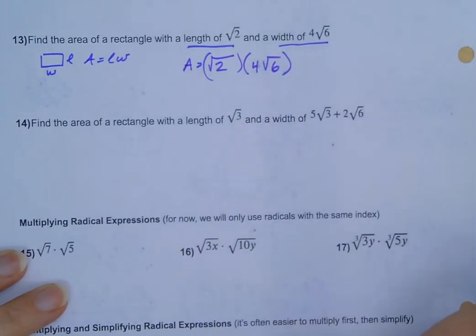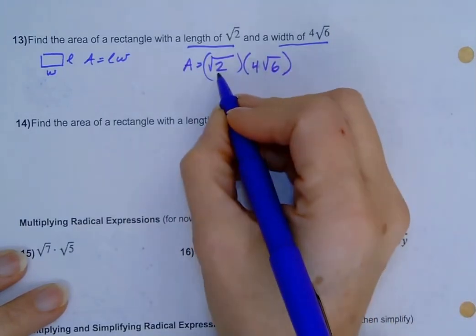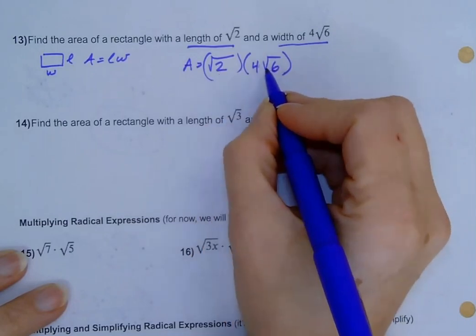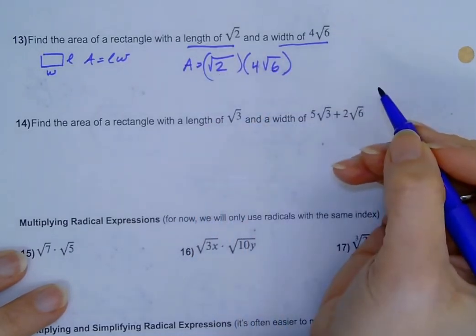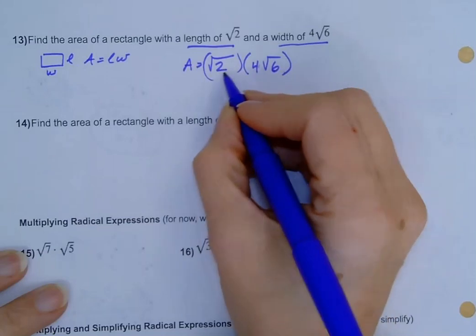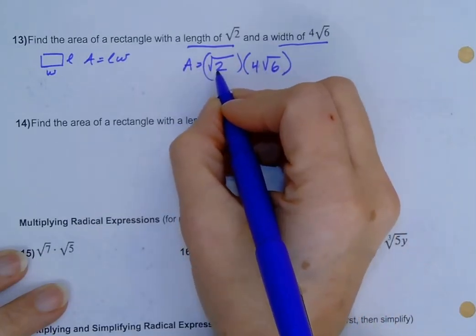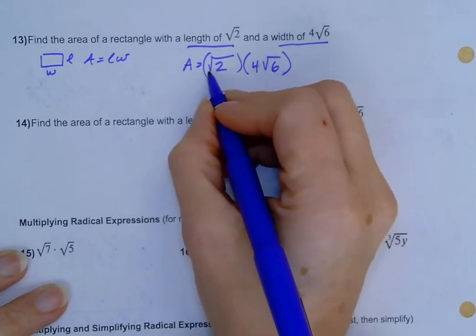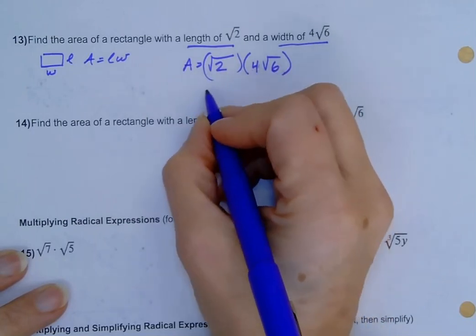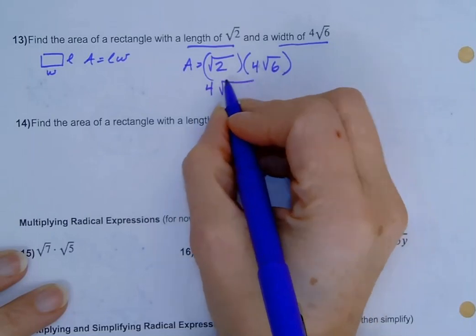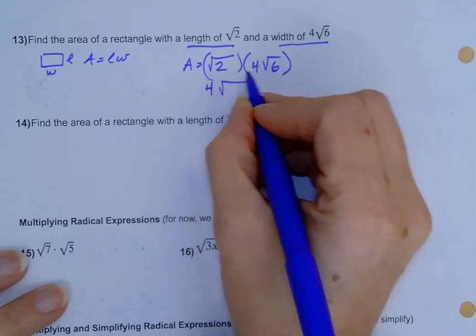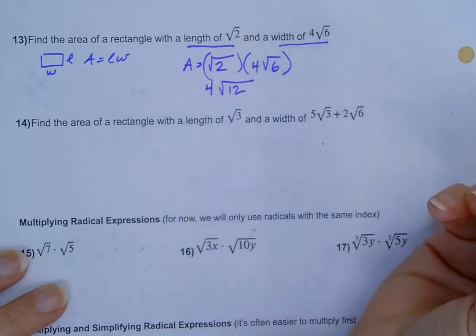And so now I'm going to do this math that I can do. So I can multiply under the radical. I'm using the product rule to recombine those guys under the same radical. So I have 1 times the square root of 2 times 4 times the square root of 6. So my outer numbers are 1 and 4. 1 times 4 is 4. And then under the radical, I'm now going to say square root of 2 times square root of 6 together, so that's square root of 12.